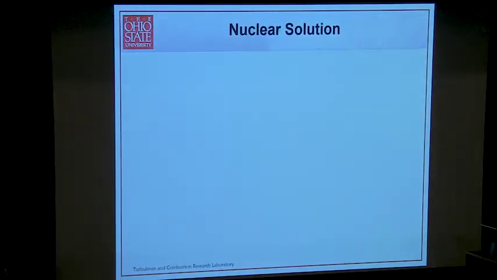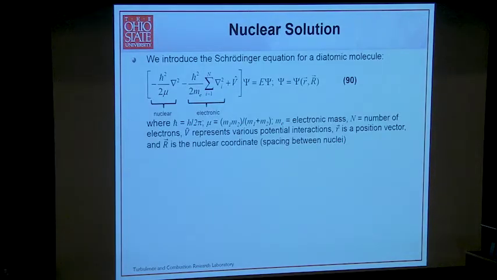Okay, let's start with the nuclear solution. So here's the Schrodinger equation for a diatomic molecule. We have the nuclear component, that has our vibration and rotation, and we have our electronic component. So what we have here is our reduced Planck's constant, so it's just Planck's constant divided by 2 pi.